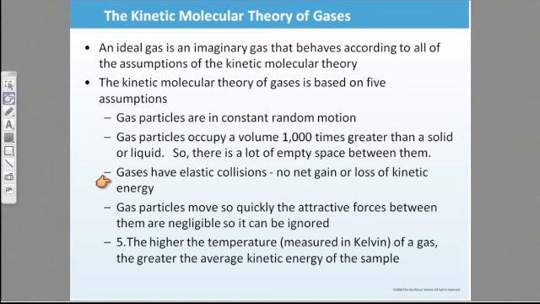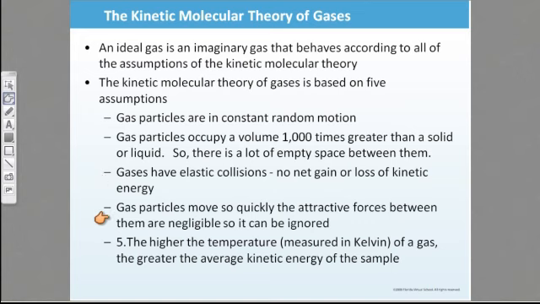Thirdly, gases have elastic collisions. In other words, when two gas particles collide with each other, they bounce off of each other. There is no loss or gain of the total kinetic energy between them. In other words, if molecule A has 10 joules of energy, molecule B has 20 joules of energy, so total they have 30 joules of energy between them. When they collide, they're going to bounce off of each other. Now they may transfer some energy. After the collision, maybe they both have 15 joules of energy, but the total is still going to be 30. There's no net gain or loss of the kinetic energy.